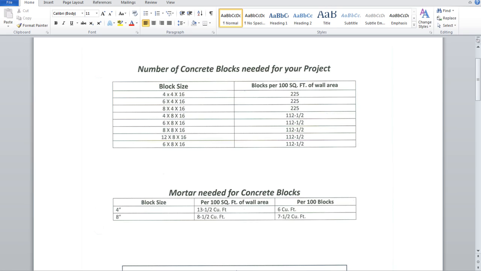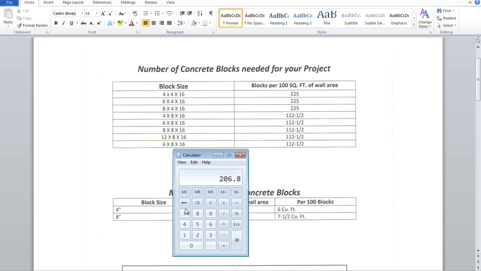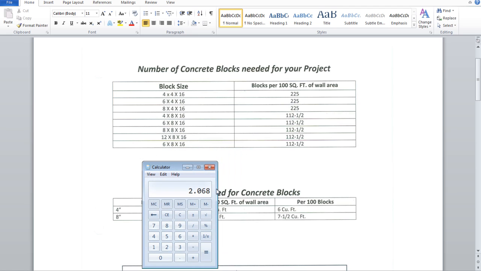So 206.8 was how many square feet we had. They're wanting to know over 100 square feet of wall area. What you do is divide it by 100, because that's how many hundredths we have out of 206.8. So divide it by 100, you get 2.068, which is how many hundredths you have in these walls. Then you take that number and times it by 112.5, which equals 232.65. That's how many blocks exactly you would need.